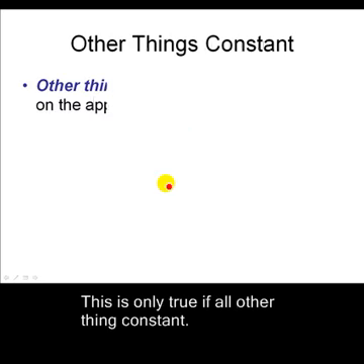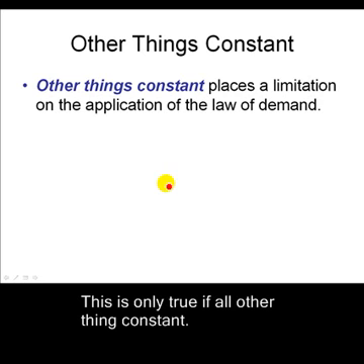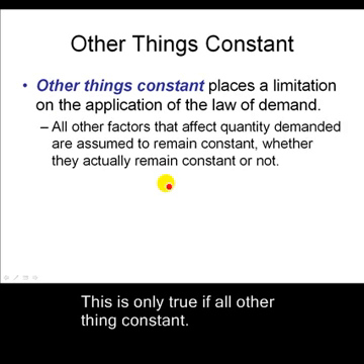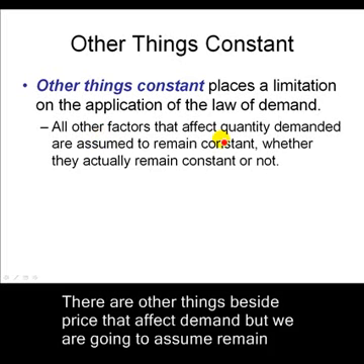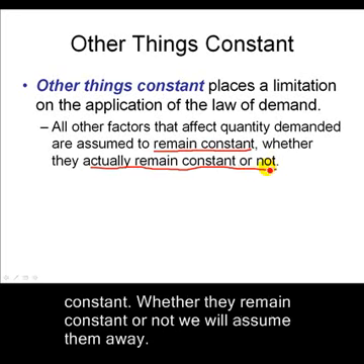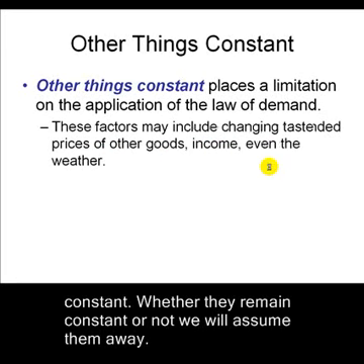Now this is if other things are constant. And this puts a big limitation on what the law of demand is all about. There are other things besides price that are going to affect quantity demanded, but we're going to assume all these things remain constant. Whether they actually remain constant or not does not matter for this model. We're just going to zoom them away for now to draw that demand curve.